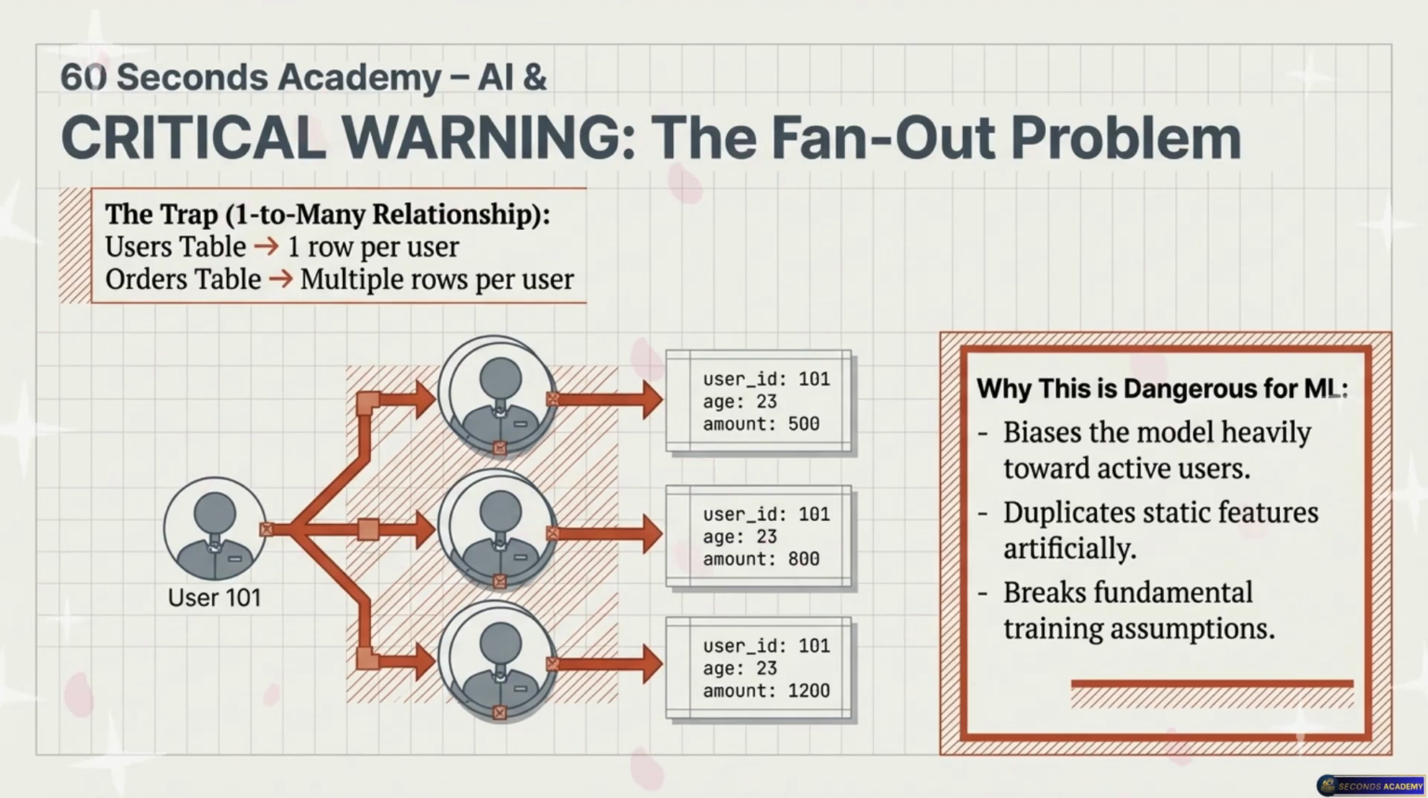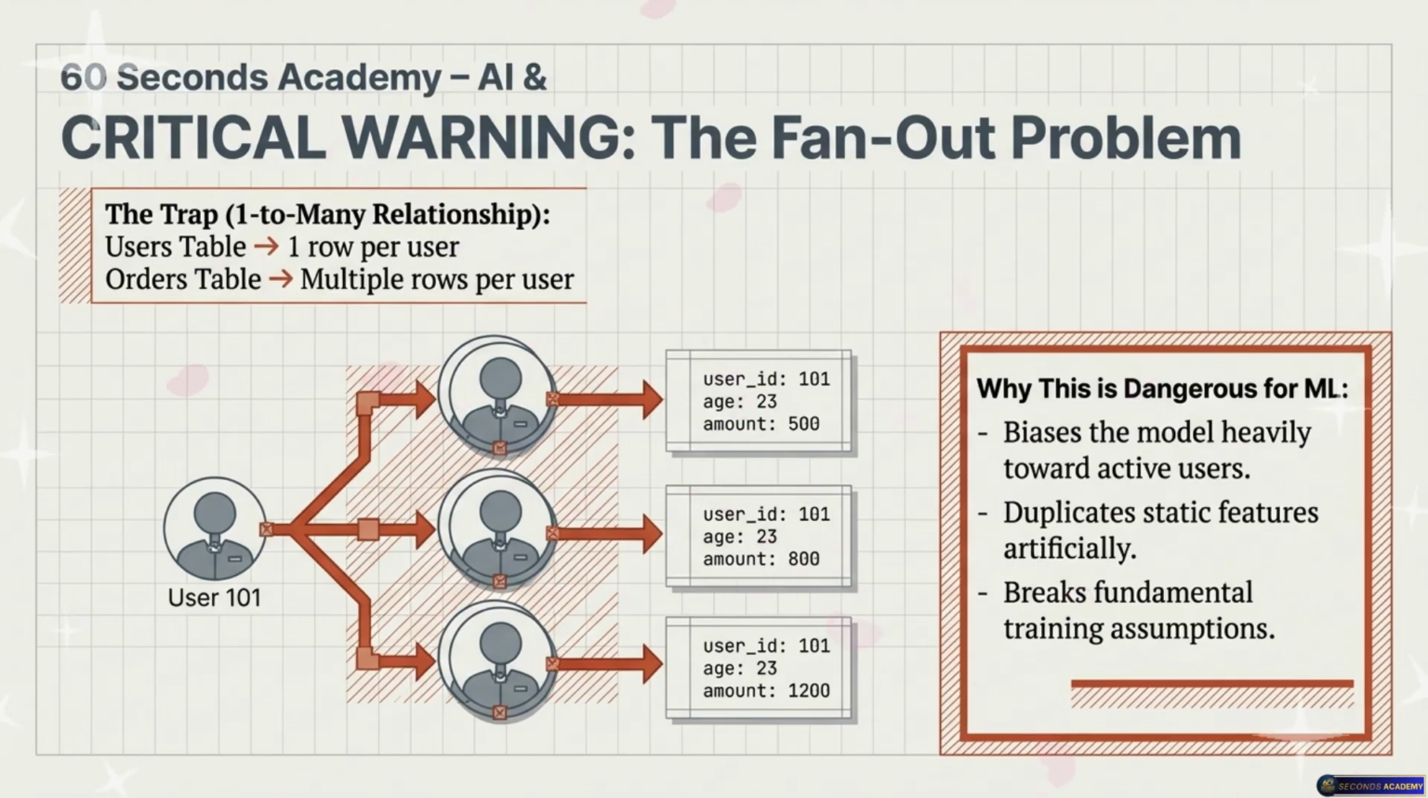Let's visualize the memory state of the tables. Your base users table has exactly one row per user. User 101 is a 23-year-old from New York. That is one distinct observation. Right. But your orders table has multiple rows for user 101 because that user made, let's say, 3 separate purchases over the last month. Okay, so 3 rows over there, 1 row here. Right. When you tell the database to left join the users table to the orders table based on the user ID, the SQL engine executes a Cartesian-like match for those specific keys. It has to match that single user profile row to all 3 order rows.